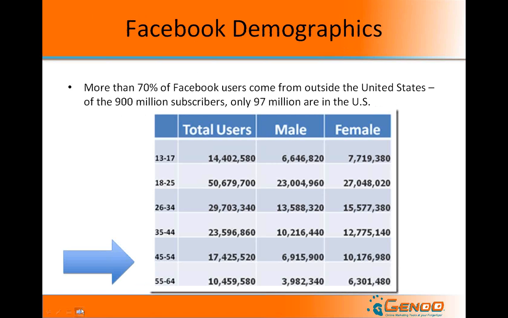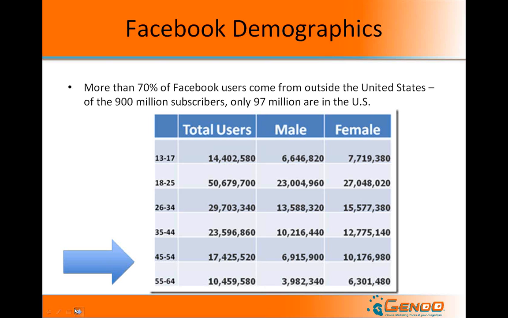If we go further and look at the demographics, more than 70% of Facebook users come from outside the United States, and of the 900 million subscribers, only about 97 million are in the United States. If you look at this chart, young adults, the age from about 18 to 25, lead the way with a combined approximately 50 million users, which is almost double the size from a year ago. The 26 to 34 age group is now well behind with only 29 million users.